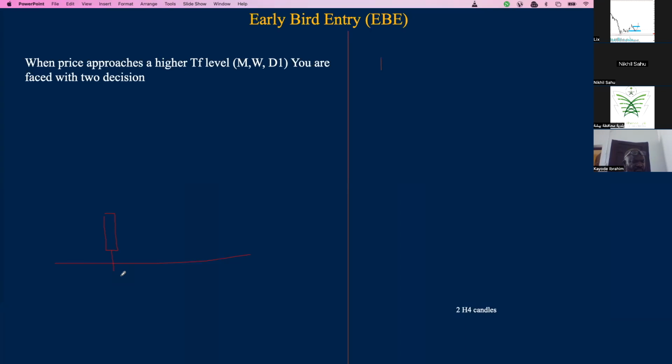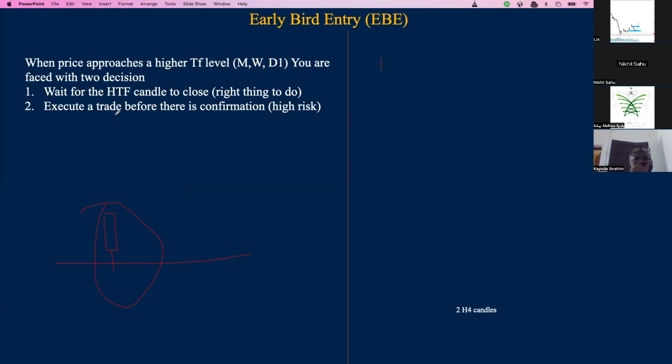The early bird entry means that I'm not waiting for this whole candle to do this. What I'm going to do is that I have a method. So when price is approaching a higher time frame level, which is monthly, weekly, daily, you are faced with two decisions. One, you wait for the higher time frame candle to close, which is the right thing to do. Two, execute a trade before there is confirmation. This is high risk. The early bird entry is high risk.